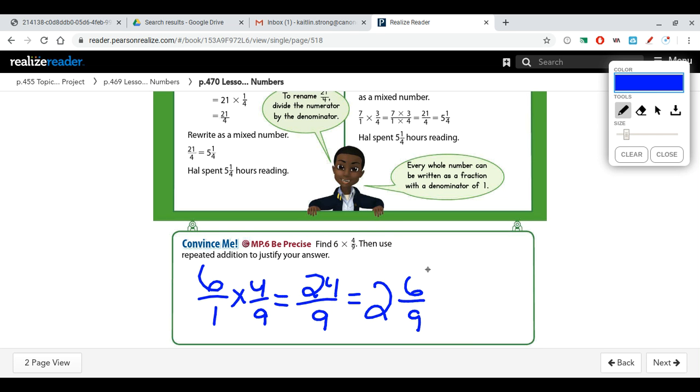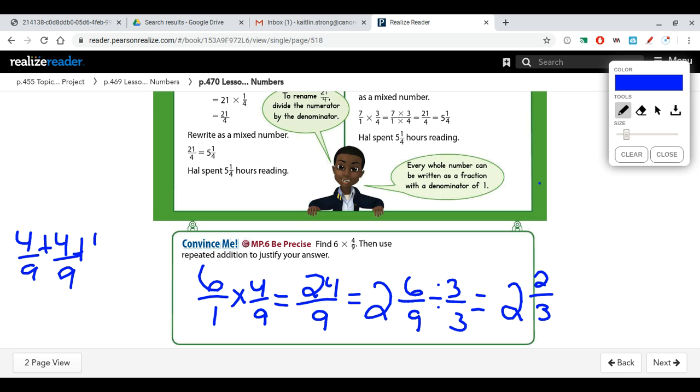And then I look to see if I can simplify. And 6 and 9 do have a common factor. The common factor that they have is going to be 3. So I'm going to divide 6 by 3 and 9 by 3. And I end up with 2 and 2/3. And so if I use repeated addition to show my answer, what I end up with is 4 ninths plus 4 ninths plus 4 ninths.